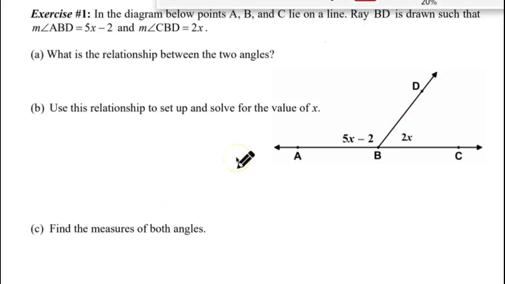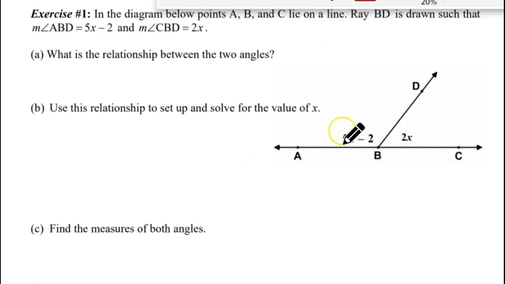You already know the measures of complementary and supplementary angles. The measures of two angles that are complementary total what? Complementary angles, what is the total of the measure? 90. And supplementary angles, if you have 180. 180.